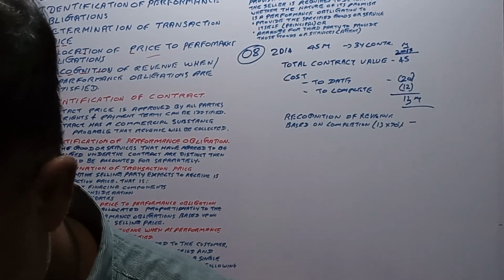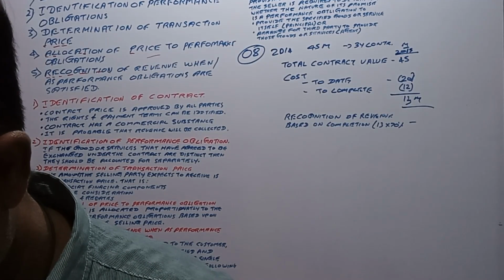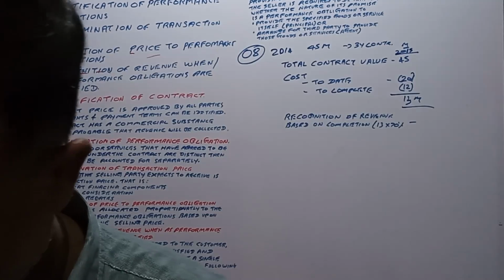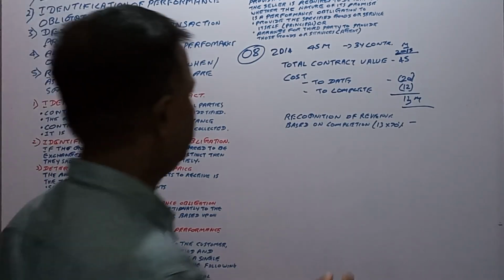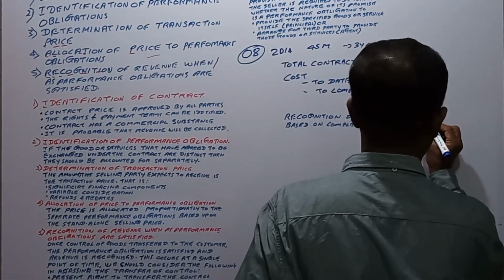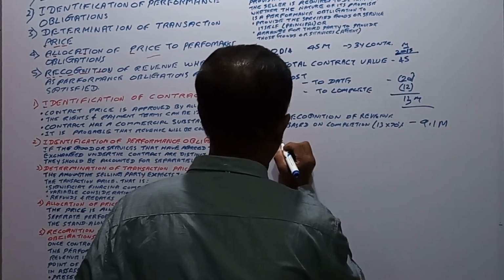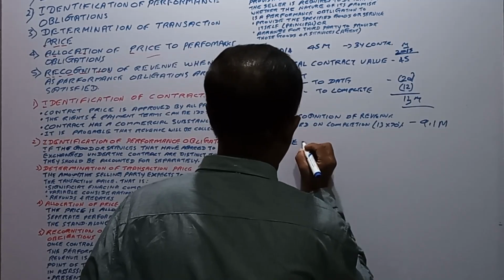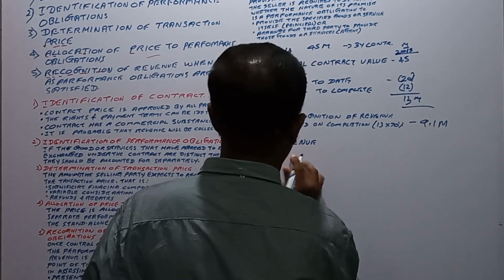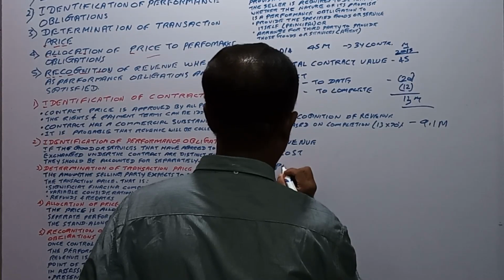70% into 30 million is, sorry, 9.1 million. 9.1 million revenue, profit, revenue, cost and profit.